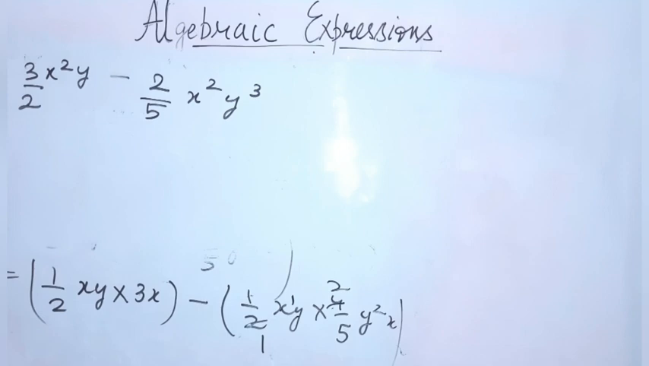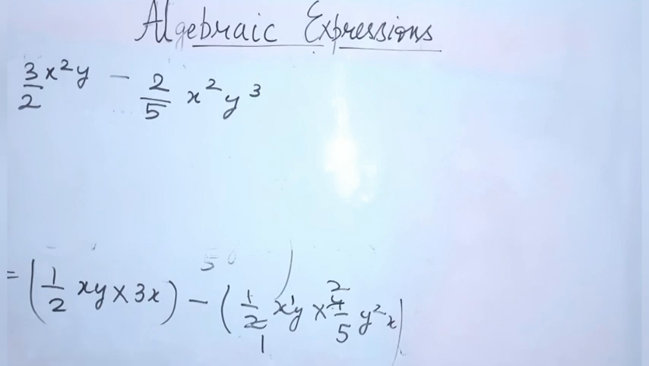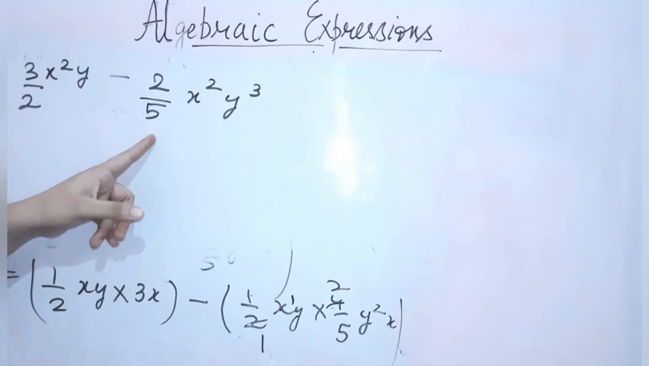So we have to check whether anything can be reduced or not. 2 1s are 2, 2 2s are 4. This was possible to reduce, so I have reduced it. Now 1 2 is 2. So 2 upon 5, this is the coefficient.